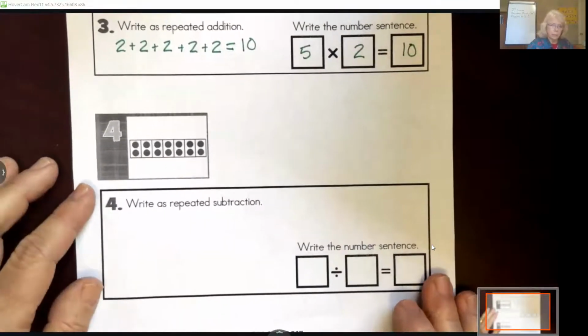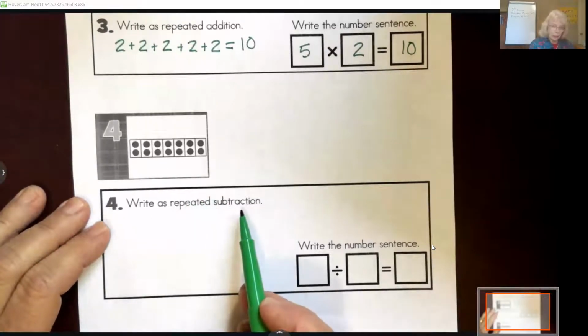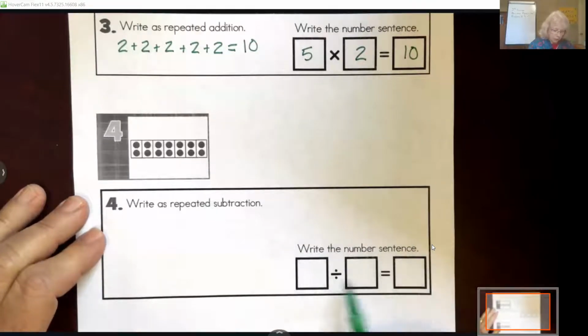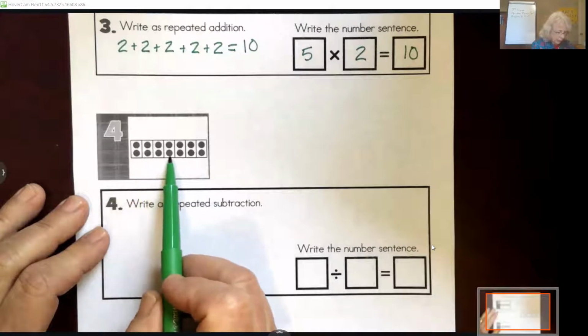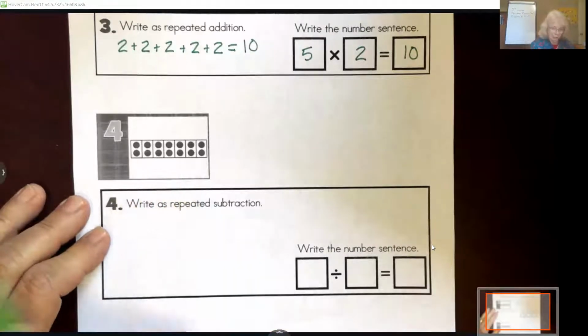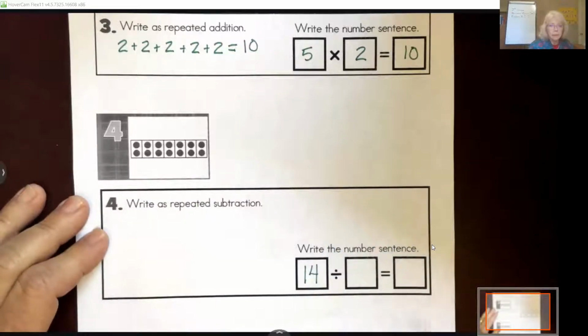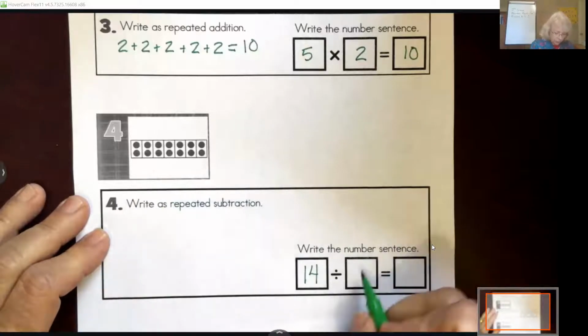Here we go on to number 4, and it has write as repeated subtraction and write a number sentence, which is a division problem. So in division, we start with our total number of items first. So we're going to count them up. 2, 4, 6, 8, 10, 12, 14. So 14 goes here. I think it's easier to count by 2, so I'm going to do that.